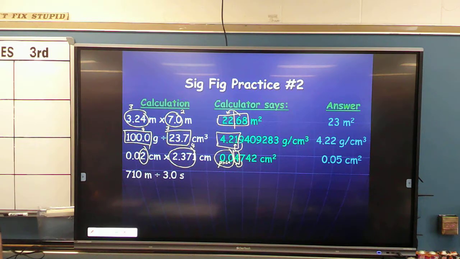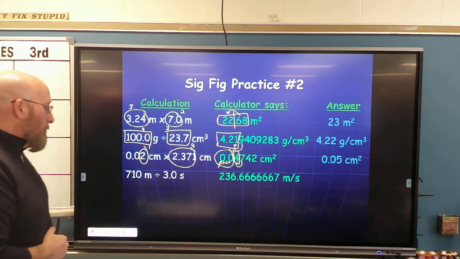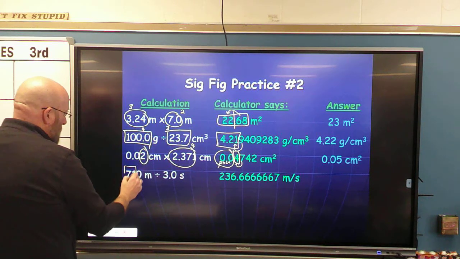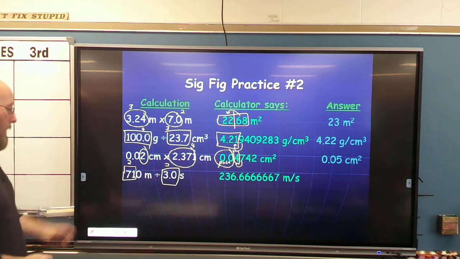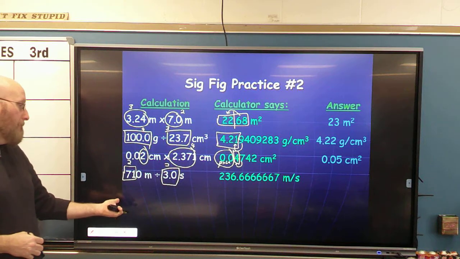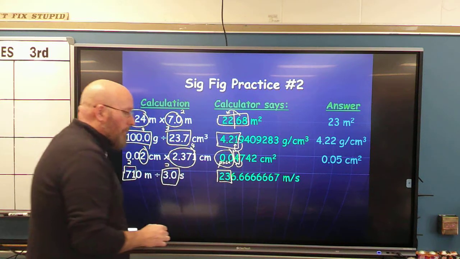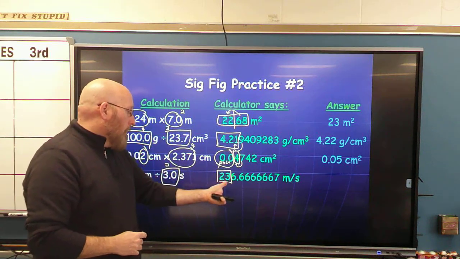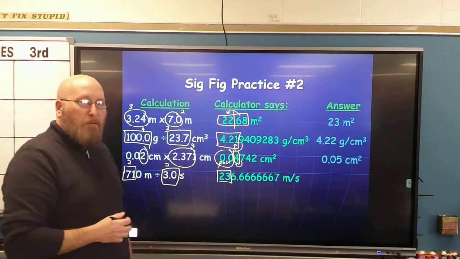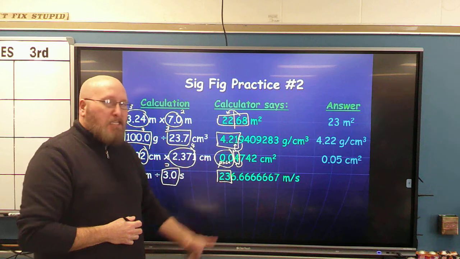710 meters divided by 3.0 seconds gives us 236.666667 meters per second. Again here, 2 sig figs, and same thing here, 2 sig figs. That 0 doesn't count because there's no decimal, right? So my answer has to have 2 significant figures. Now this is where people get kind of stupid, okay? I don't know why, but they do. That 3 is going to be rounded up to a 4, right? I have a lot of people, though, they want to put 24. That's not 24. That's 236, right?